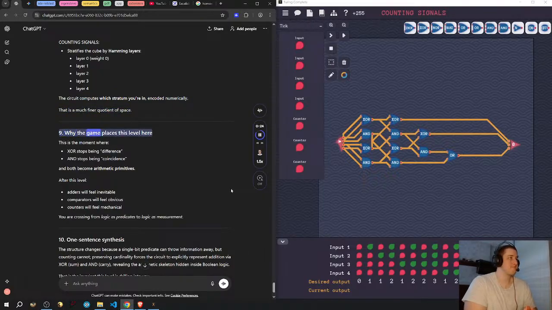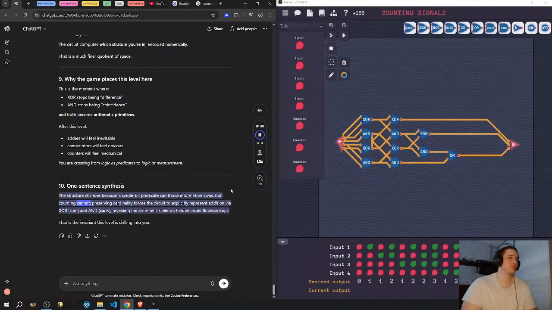9. Why the game places this level here. This is the moment where XOR stops being difference, and AND stops being coincidence, and both become arithmetic primitives. After this level, adders will feel inevitable. Comparators will feel obvious. Counters will feel mechanical. You're crossing from logic as predicates to logic as measurement. 10. One-sentence synthesis. The structure changes because a single bit predicate can throw information away, but counting cannot. Preserving cardinality forces the circuit to explicitly represent addition via XOR, sum, and carry, revealing the arithmetic skeleton hidden inside Boolean logic. That is the invariant this level is drilling into you.